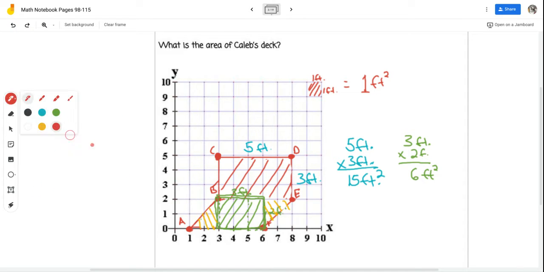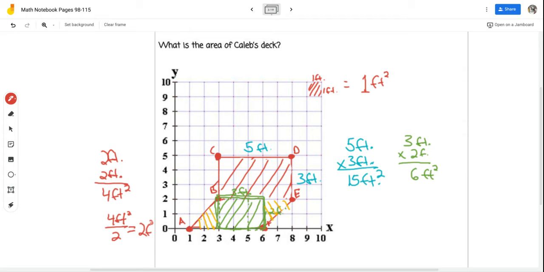If I was to find the area here, it would be 2 by 2. So that would be 2 feet times 2 feet, and that equals 4 feet squared. But if I take that 4 feet squared and I divide it by 2, I get 2 feet squared. So really, the area for this orange is 2 feet squared.